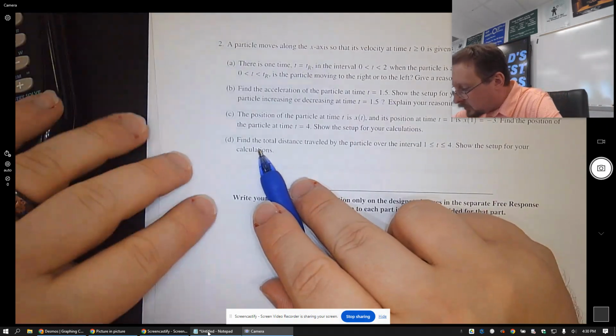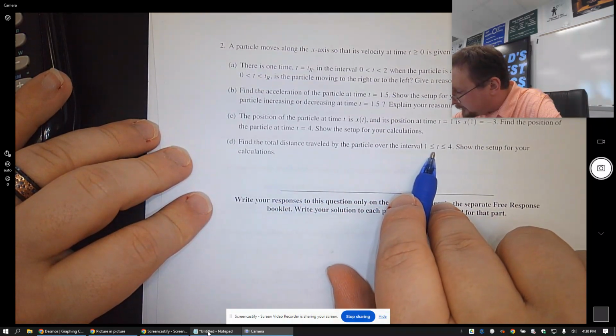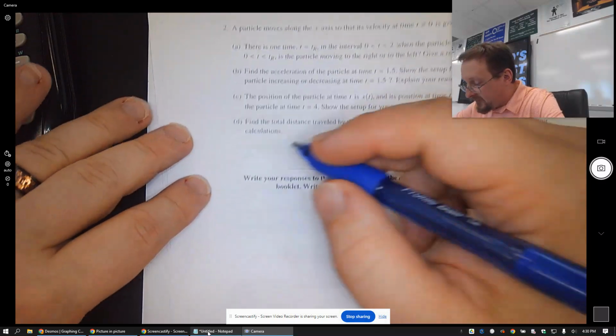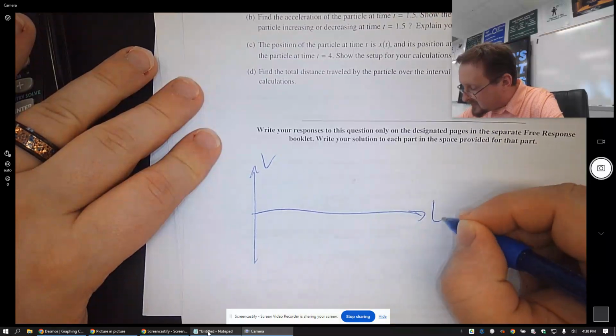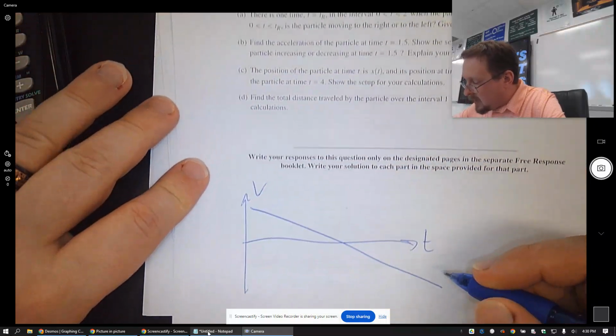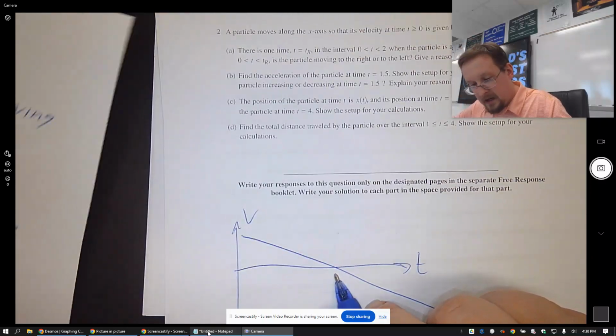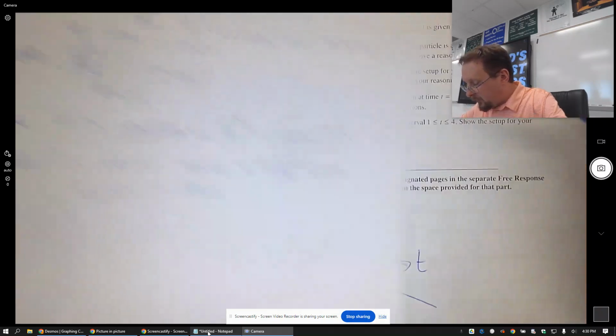Right. Find the total distance traveled by the particle from 1 to 4. Show the setup for my calculations. Okay, now get this and get it good. The velocity versus time kind of looks like meh. And what was this time right here? This moment in time was 1.426.